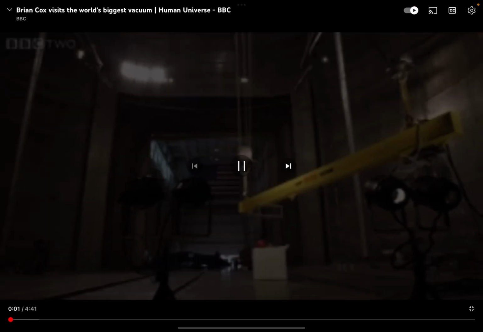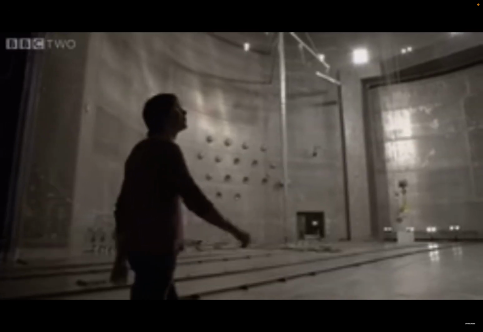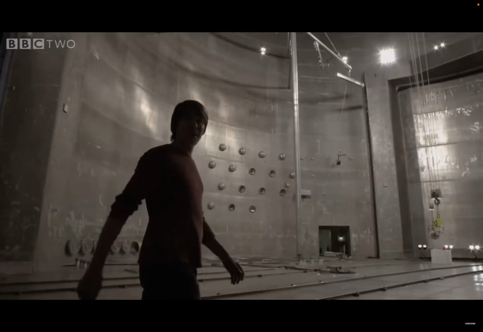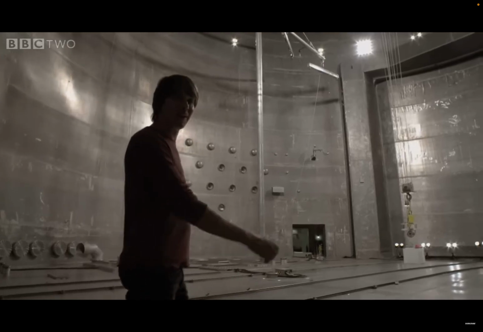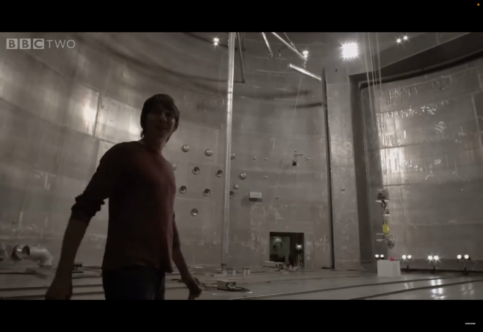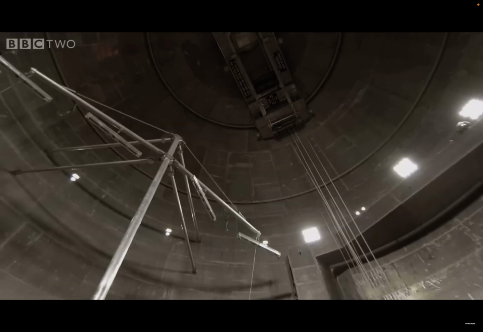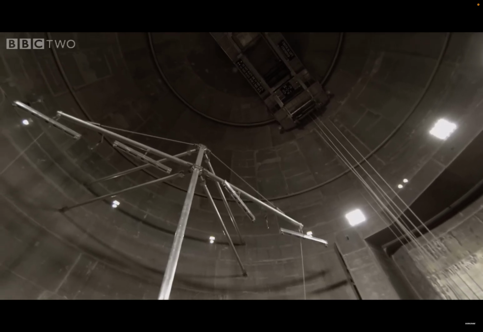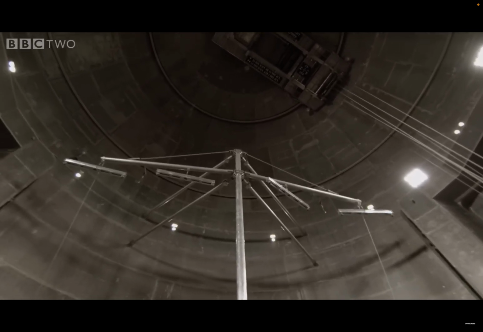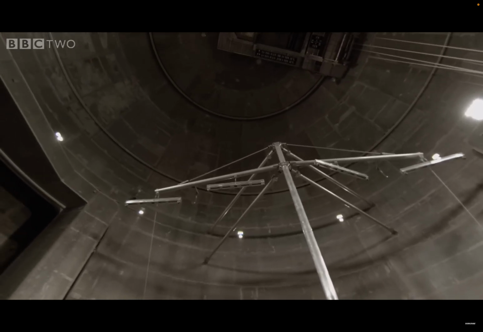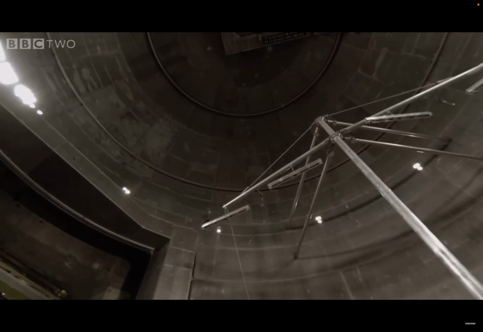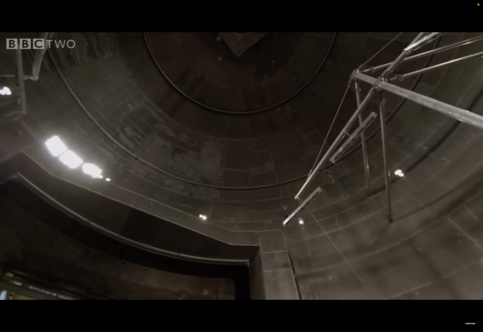Okay. So what's happening here? This is NASA's Space Power Facility near Cleveland, Ohio, and it is the world's biggest vacuum chamber. It's used to test spacecraft in the conditions of outer space, and it does that by pumping out the 30 tons of air in this chamber until there are about 2 grams left.